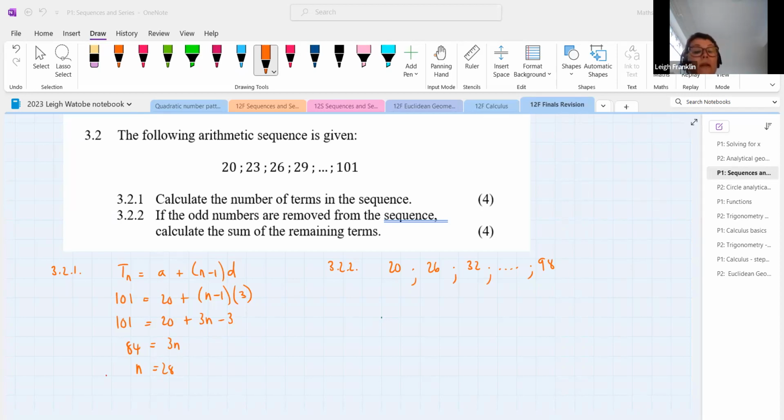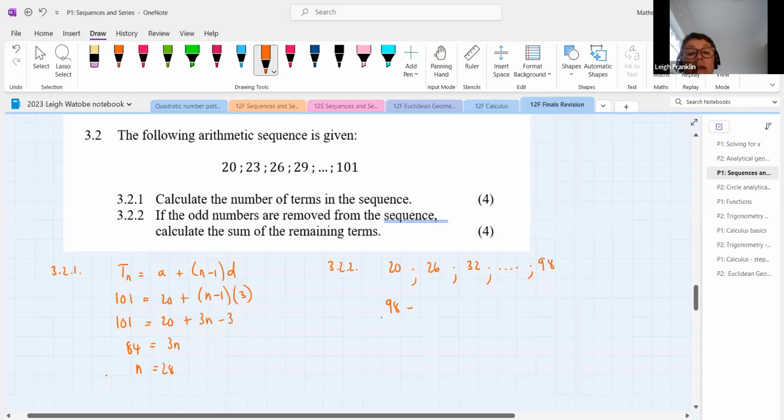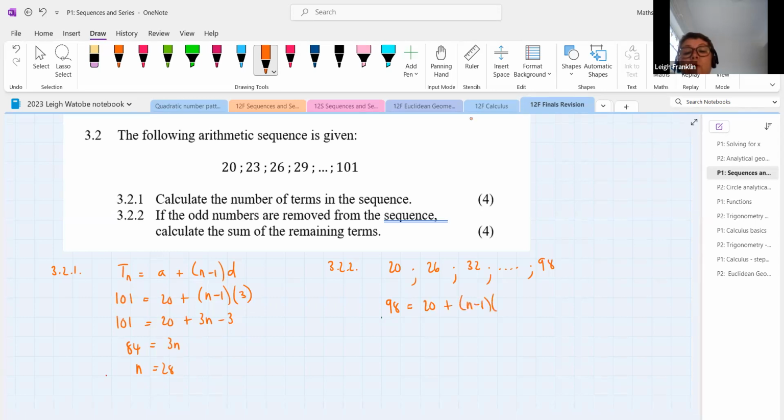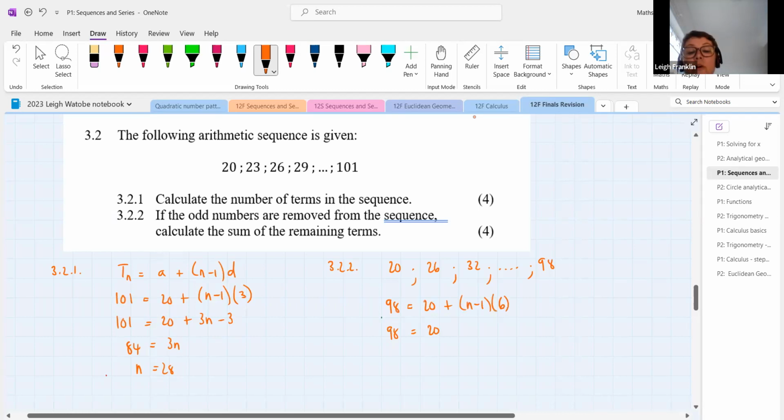So we're going to sub into our nth term. So we'd have 98 equals a, 20. Sorry, so 20 is a plus (n minus 1), and our difference in this case would be 6. Cool. So we'd have 98 equals 20 plus 6n minus 6.